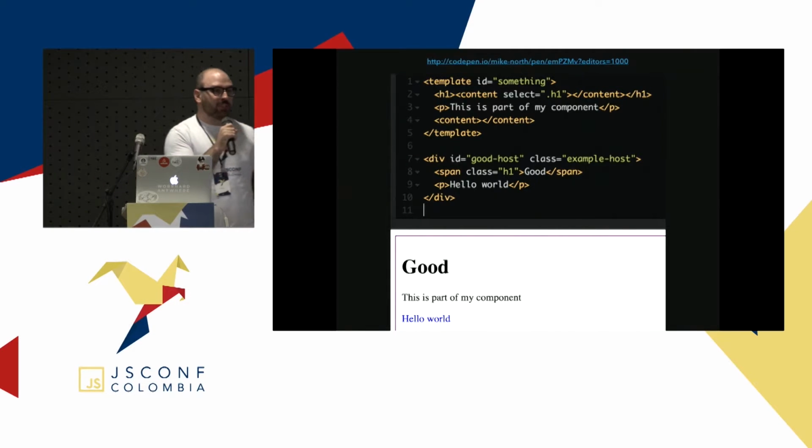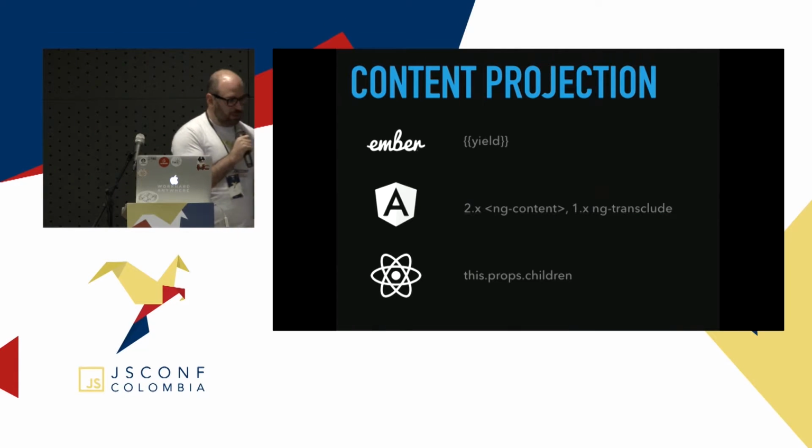So how does content projection work in our favorite frameworks? In Ember, when we use components, we have this concept of yield, and it is just like the way content works, right? The body will be placed wherever you have yield. In Angular 1, if any of you have used that, ngTransclude is a great way of having a slot-based content projection where you can have named slots, and then you can sort of transclude content into the right place.